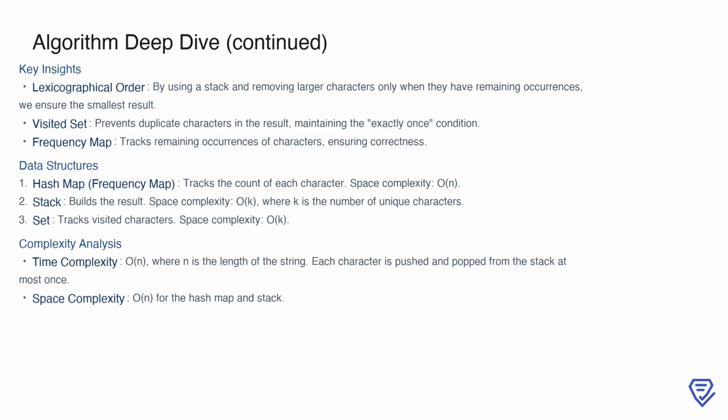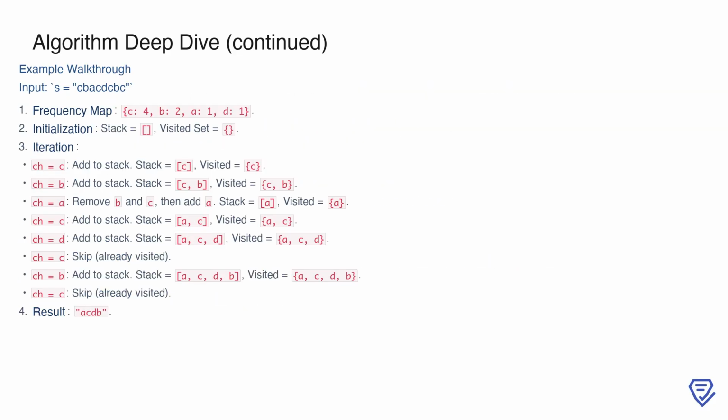The space complexity is O(n), which accounts for the hash map and the stack, making this approach both time and space efficient. To see the algorithm in action, let's walk through an example with the input string CBACDCBC.